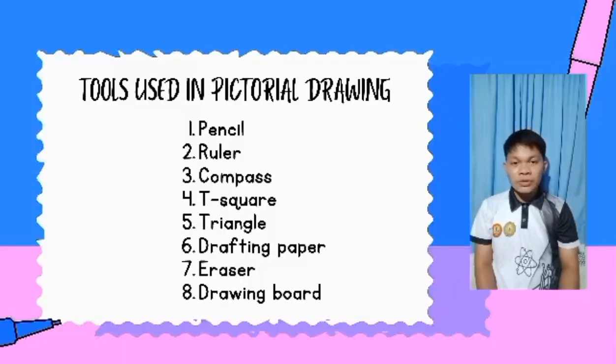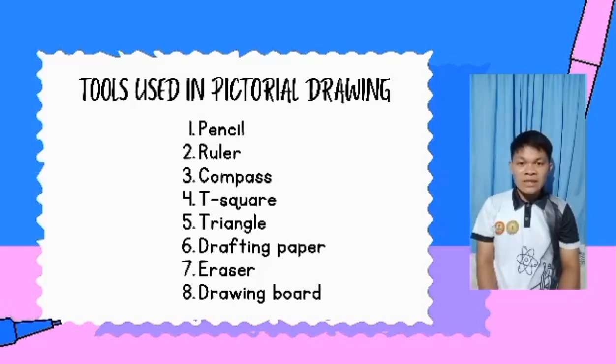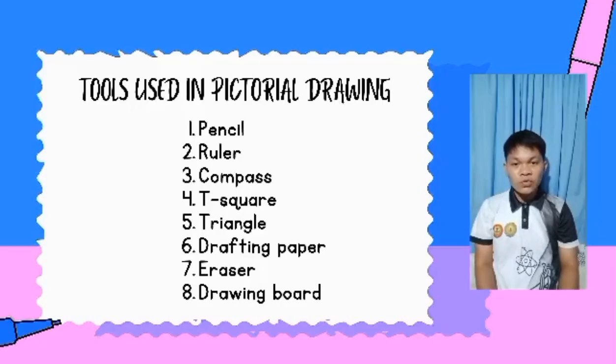All these tools play a crucial role in pictorial drawing. The pencil allows us to sketch ideas and make precise lines, while the ruler, T-square, and triangle help us ensure accuracy and correct angles. The compass is essential for drawing perfect circles, and drafting paper provides a clean surface for our work. An eraser lets us correct mistakes, and the drawing board gives stability and support. Together, these tools make it possible to create clear, accurate, and professional drawings, turning your ideas into visual reality.